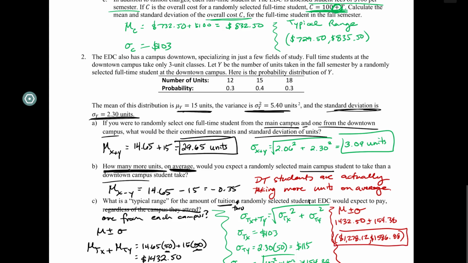With that typical range, you should now be able to understand and interpret that this is what we would expect to see from any two randomly selected students. If we have students that are outside of this range, we would say they're a little bit weird. That's a really good tool for us to use in statistics, to see what's usual and what's unusual. What do we expect to see and what do we not expect to see? That becomes huge when we get into our next unit that talks about inference.